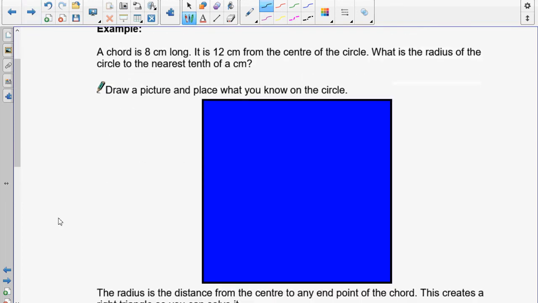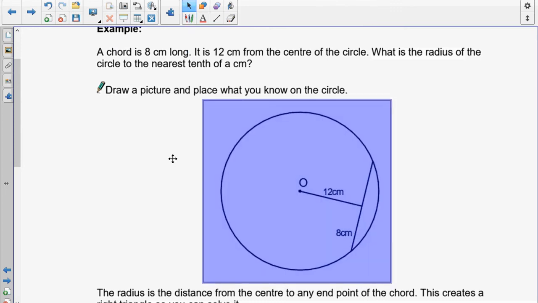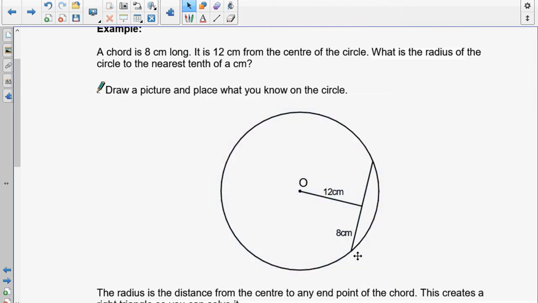Okay, here's the next one. A chord is 8 centimeters long. This one's on you. I want you to put in all the information and solve this, and then we'll go over it together. So pause the recording and do that. Okay, so it says here a chord is 8 centimeters long. Here's my chord. That's 8 centimeters long.